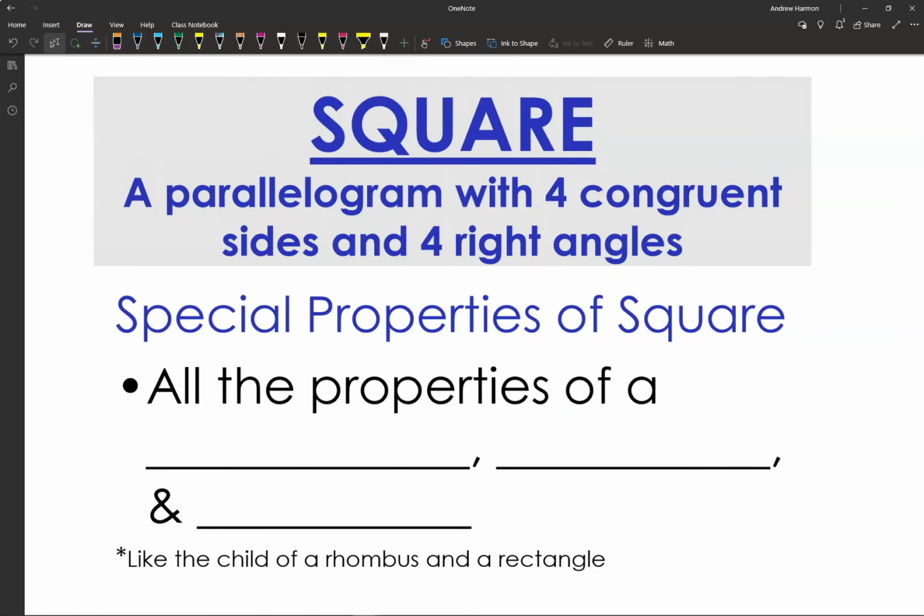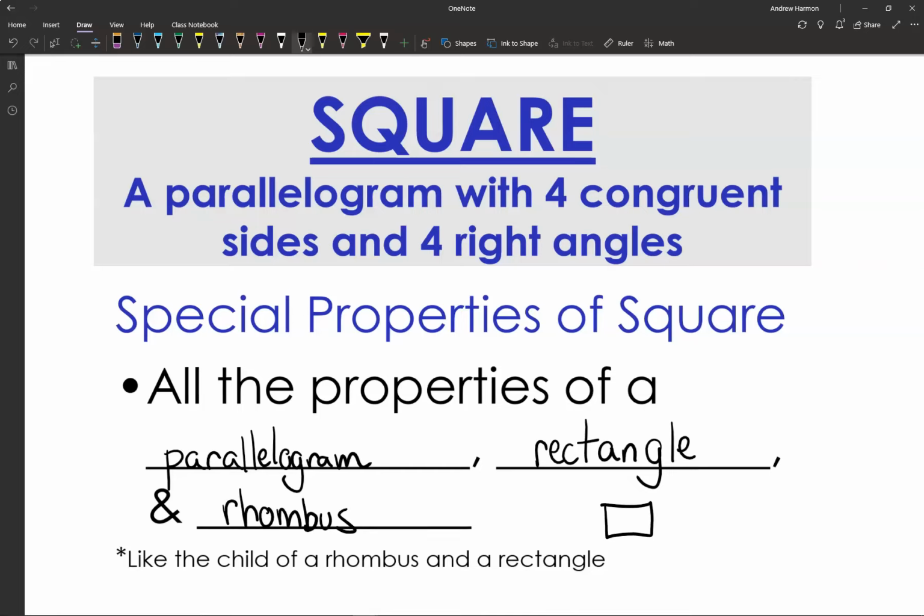Now, a square is really special because it has all the properties of a parallelogram, so those 5 properties. It has all the properties of a rectangle, so the fact that it has right angles. And it also has all the properties of a rhombus. So I like to think of this square as kind of like if a rectangle and a rhombus came together, they would make a square, where all 4 sides are the same and it has right angles.